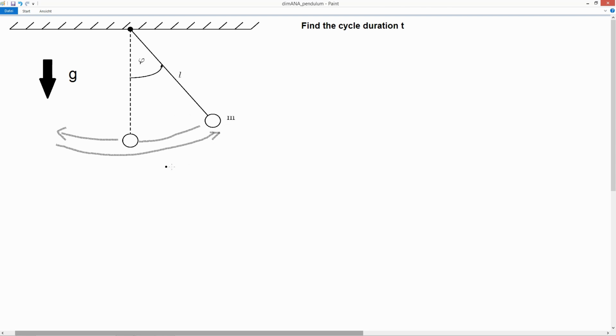And we want to find the time it takes the pendulum to go all the way here and then back to the starting position. Also, we do not consider any air drag. This is why this pendulum is called mathematical pendulum.